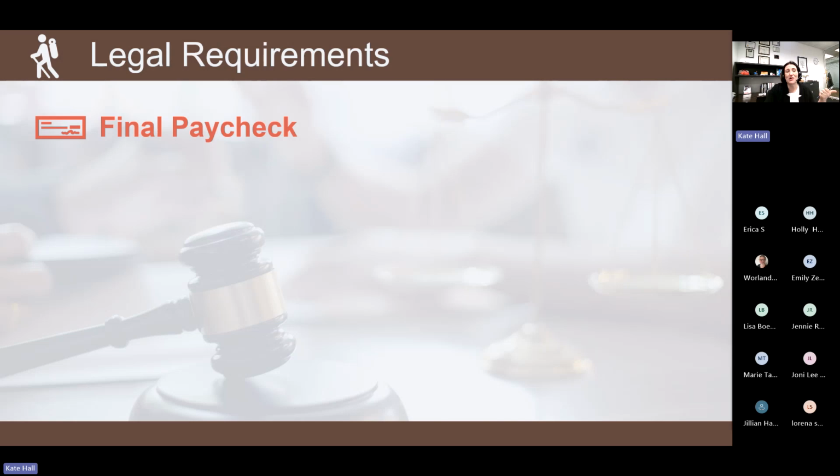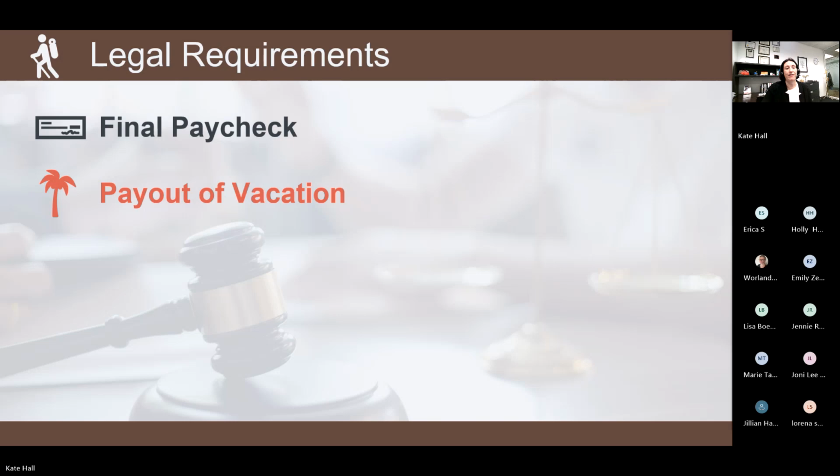Okay, things you have to give everyone. A final paycheck. Depending on your state, most states require that you give the final paycheck at the most the next pay period, whatever that is. You can't wait and wait to pay them 3 months. You also have to pay out vacation. This is legally required by every single state. So you have to pay out their vacation in that last paycheck.